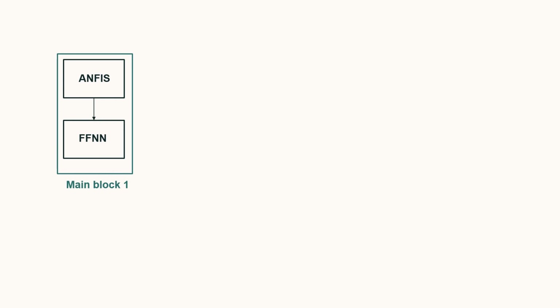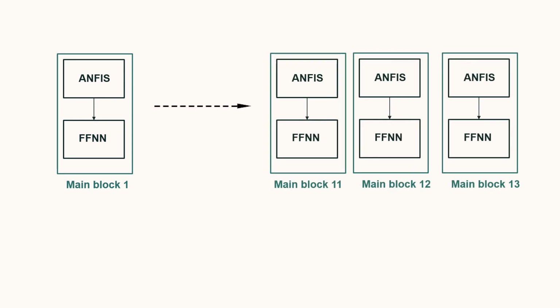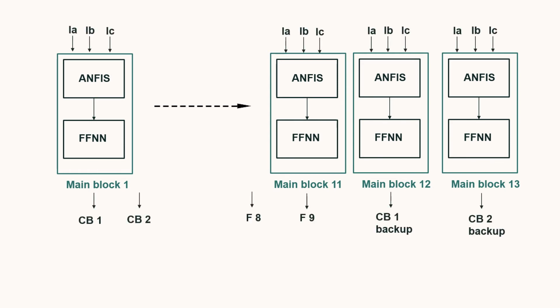Main block 1 until main block 11 will represent each equipped protective device in the test system, namely CB1, CB2, F1, F2, F3, F4, F5, F6, F7, F8, and F9. Main block 12 and main block 13 represent the backup protection devices for CB1 and CB2 respectively. Thus, there will be 13 main blocks in total for this particular distribution system.